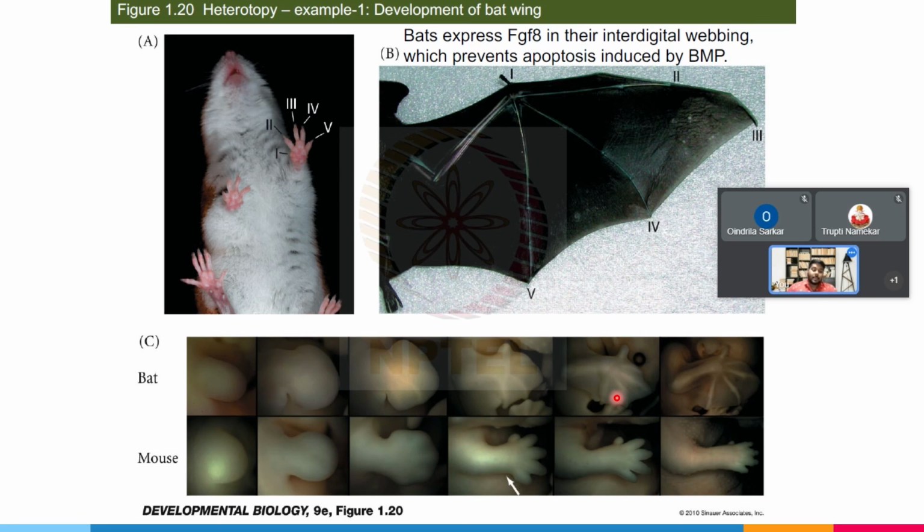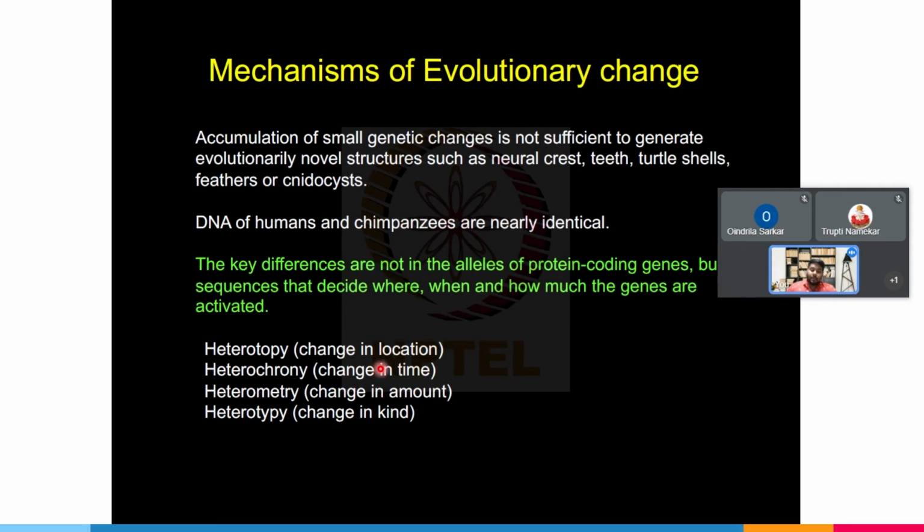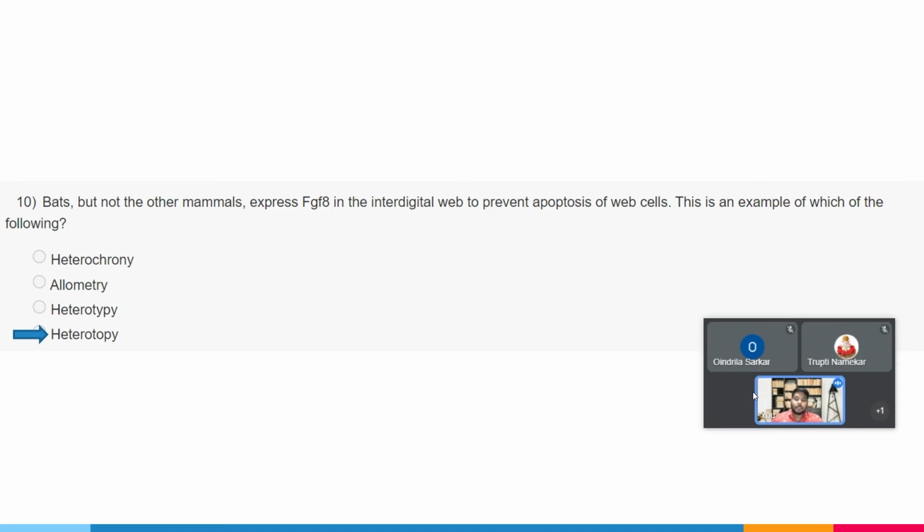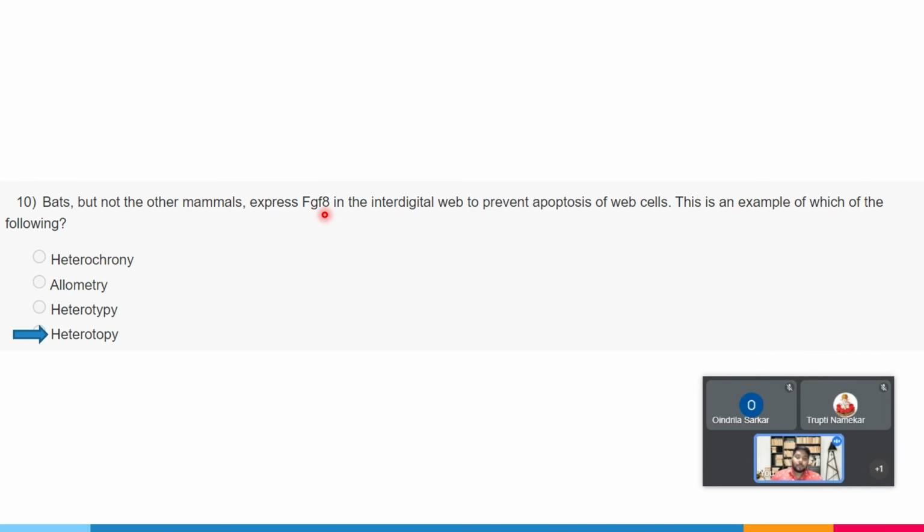So this is known as heterotopy, which, as we just saw, was change in location of expression. FGF8 was not being expressed in the interdigital mesenchyme, but now it is being expressed in the interdigital mesenchyme. That is, its location has changed, and thus this is heterotopy. And thus the bats, but not other mammals, express FGF8, and since the location of FGF8 expression is changed to the web cells, thus preventing apoptosis of the web cells, this is known as heterotopy, that is change in location.